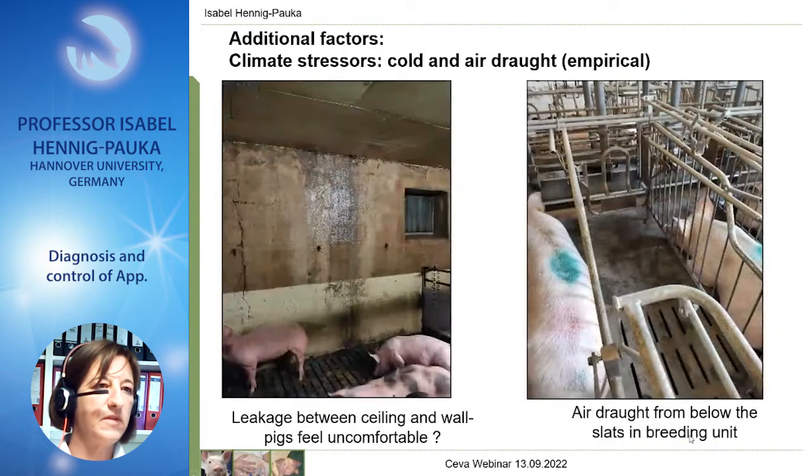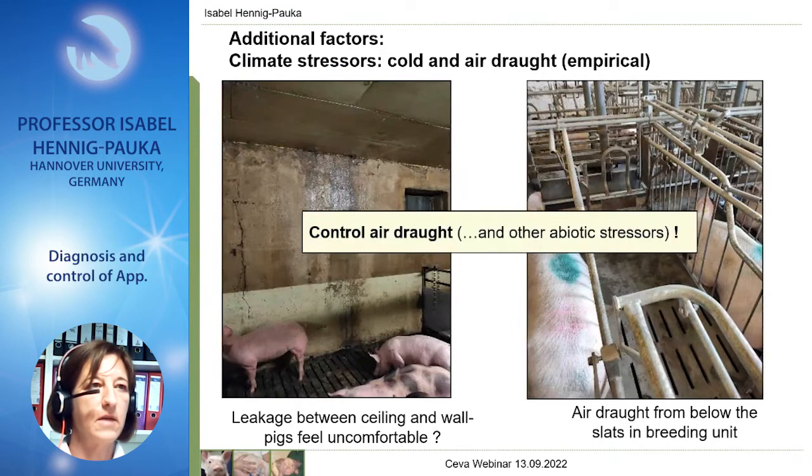You have leakage between ceiling and wall. In this case, you see the water running down and the pigs feel very uncomfortable. And on the right picture, this was an outbreak in sows. The sows died suddenly in the breeding unit. And when I knelt down to the sleds, I felt the air draught coming from below the sleds. So we find these factors, but we do not know their real impact on disease pathogenesis. But my recommendation is control the air draught and, of course, other abiotic stressors.